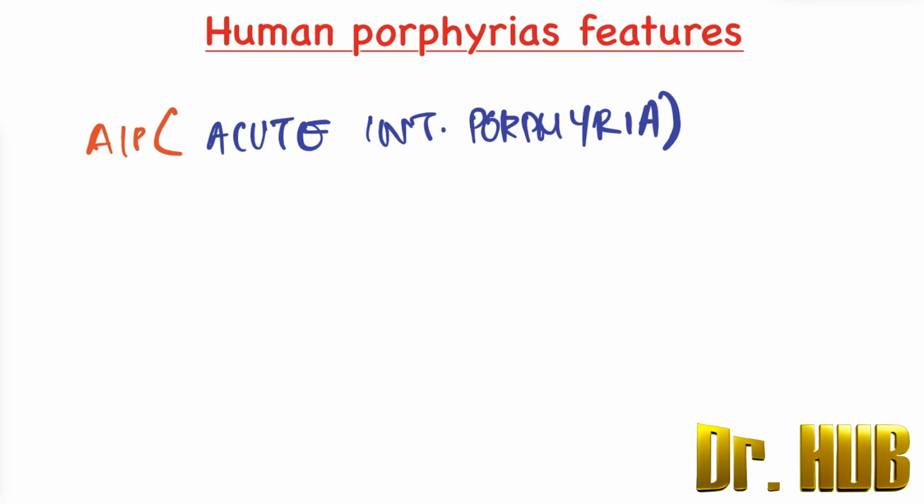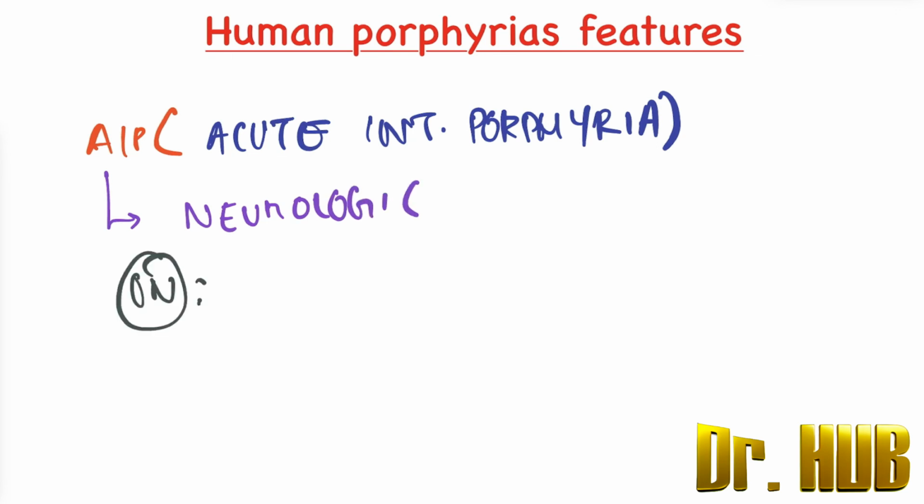So under this, what are the presenting symptoms? The presenting symptoms are neurologic. So how about the onset? The onset is an adult onset.